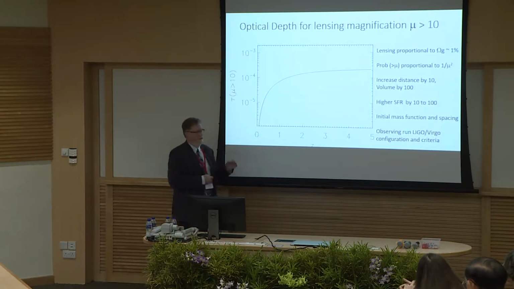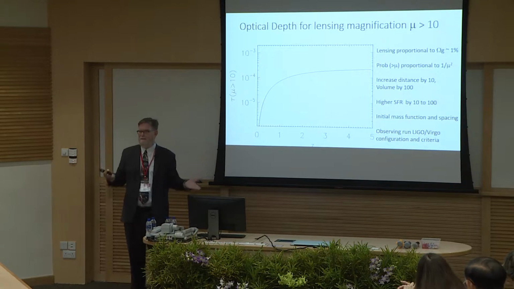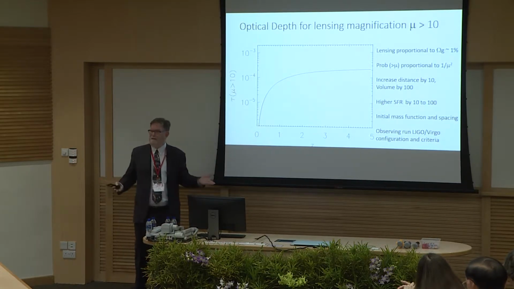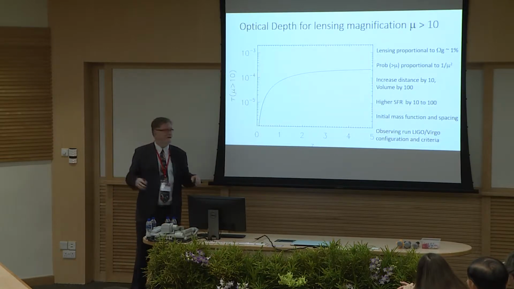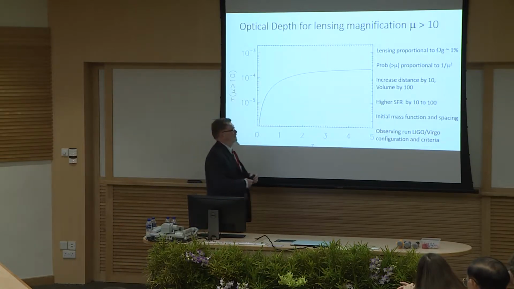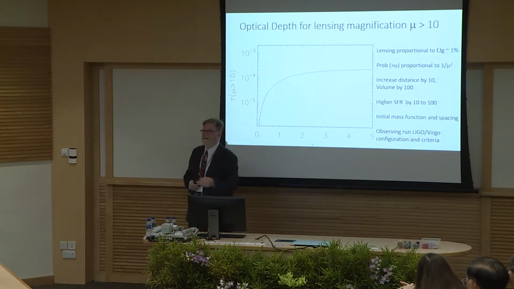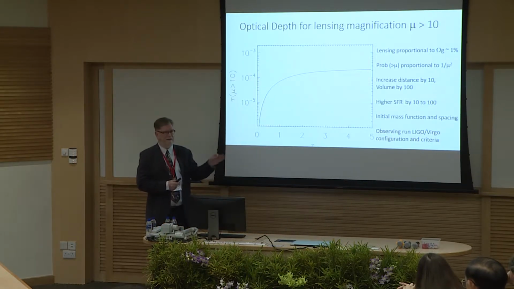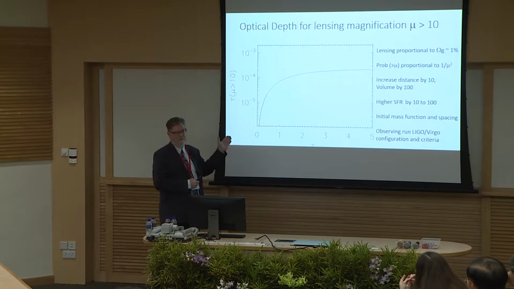Okay, if you say it's 10 to the minus 4 for any random event to be lensed, that means 10 to the minus 4 of the LIGO events should be lensed. But that's not correct, because if you increase the distance by a factor of 10, you increase the volume you're looking at by a factor of 1,000. If you go out to a redshift of 2, going from 1 increases you by a factor of 1,000.